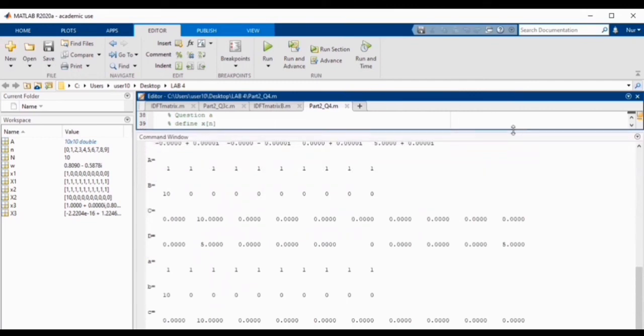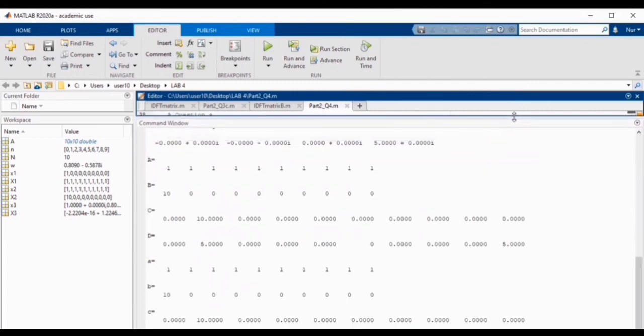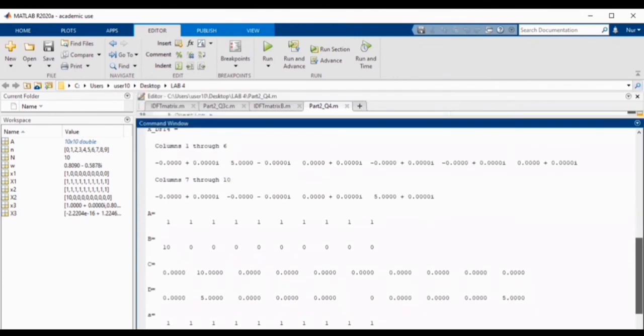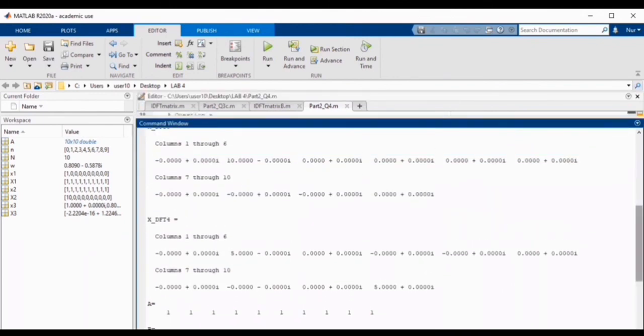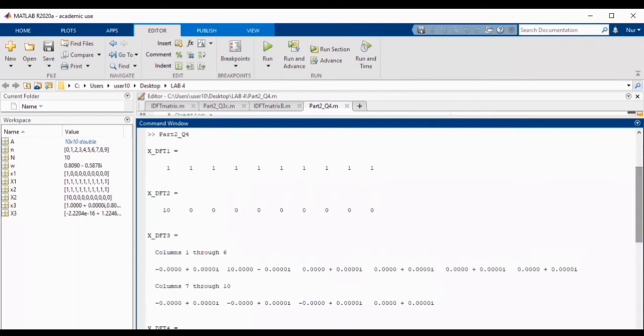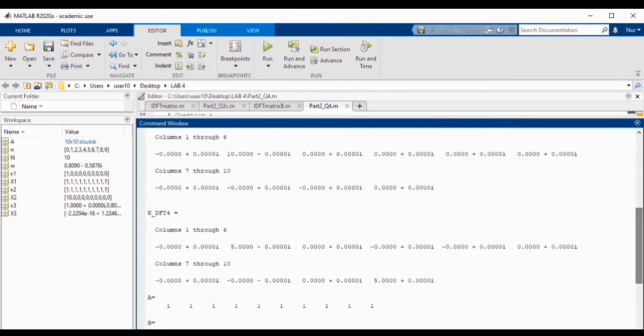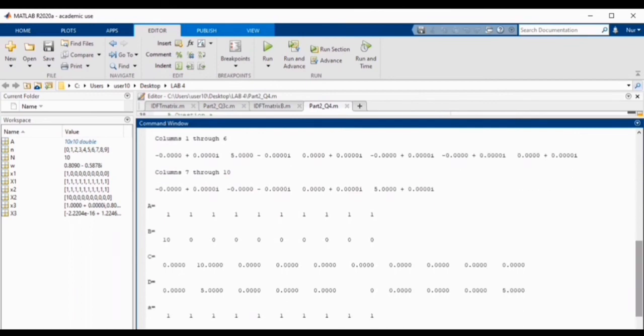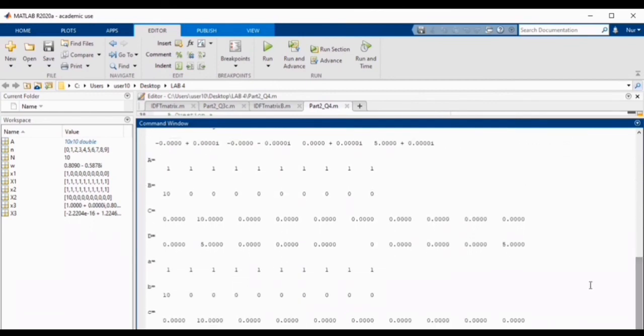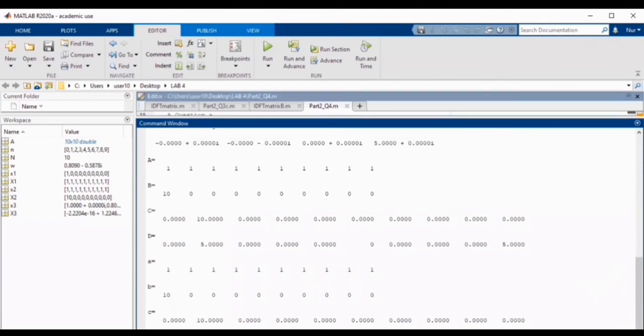So this is the result that we get from the command window for part 2 in question 4, so that we can get the result here. And that's all for question 4, and that's all from us. Thank you.